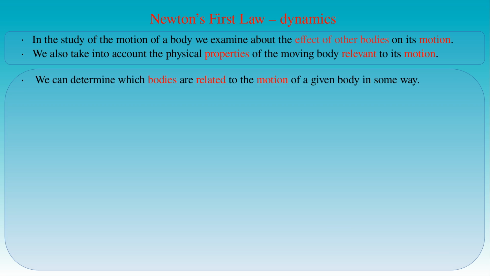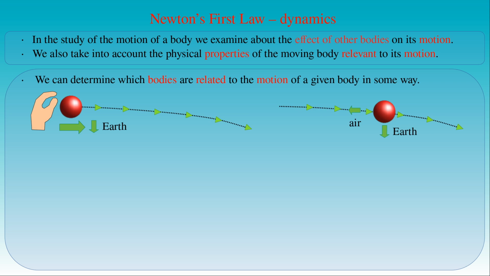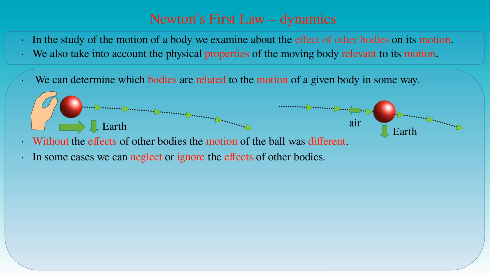In our everyday activity we can determine which objects are in some way related to the motion of a given body. For example, if we throw a ball, then our hand is the body moving the ball, which is related to its motion. If the ball is already flying in the air, then the earth and the air itself have some effects on the motion of the ball. Without the effects of these bodies, the motion of the ball would be different. In some cases we can eliminate or ignore the effect of other bodies.